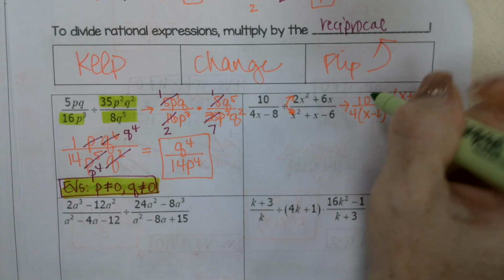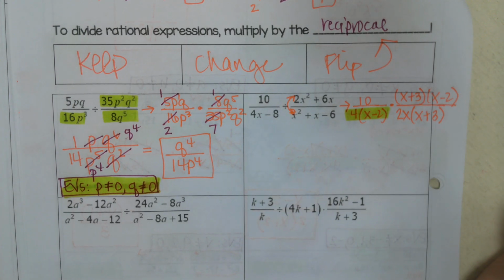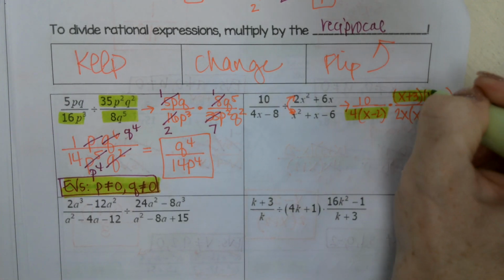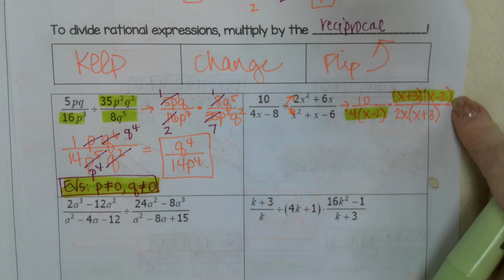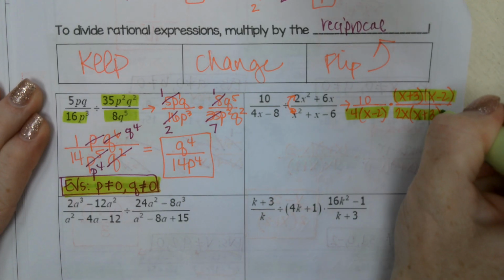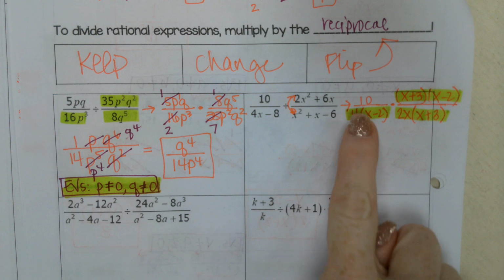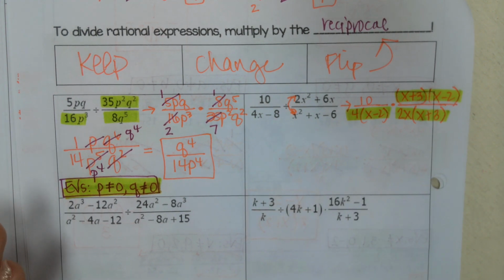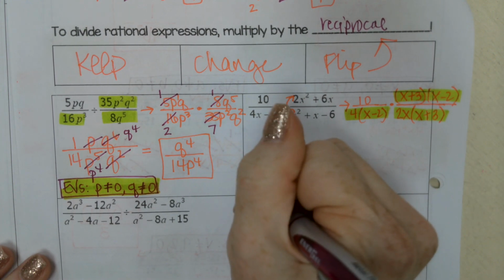Okay, now when I'm identifying my excluded values, I need you guys to remember that this was my original denominator, and this is now my denominator. I have to consider all 3 of those locations for my excluded values.